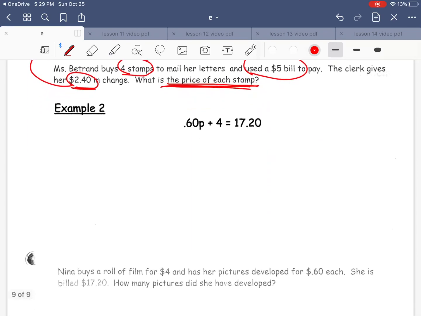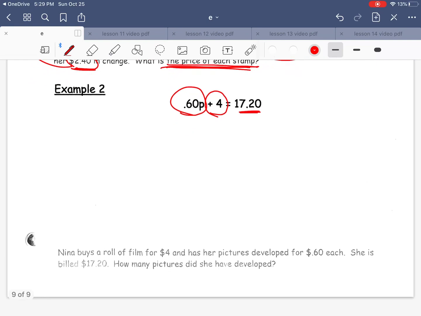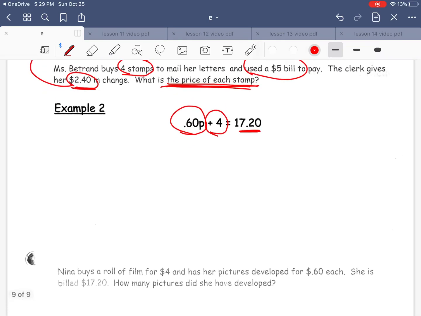Another question could be like this. If I have something plus something else gives you a certain amount. So for example, the example that they're using here on your paper is that Nina buys a roll of film for, now this, you might not even know what this is, but before digital cameras and our cell phones, we actually put film in an old-fashioned camera. We had to purchase that and get our pictures developed, not like our cell phones, for $4. So she buys a roll of film for $4. Here's your roll here.